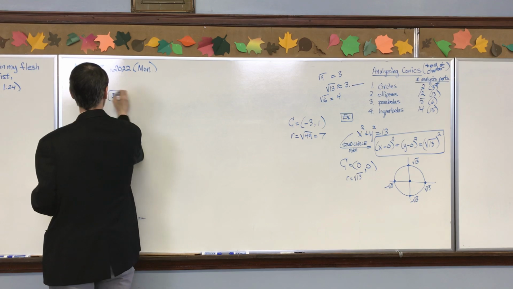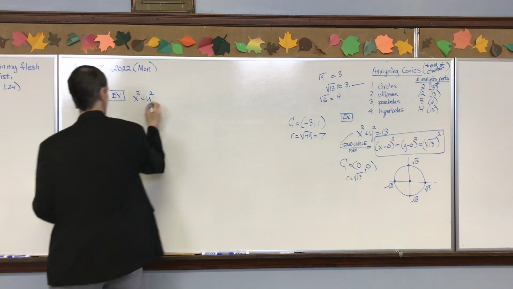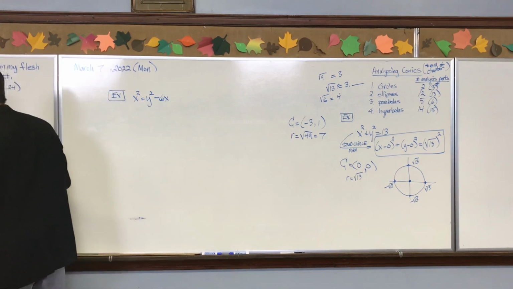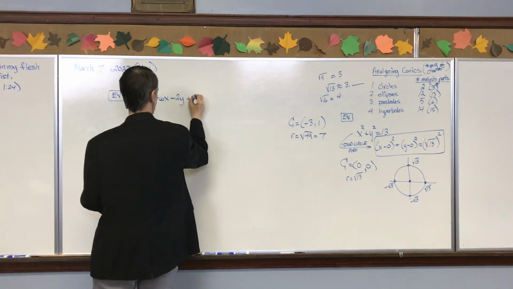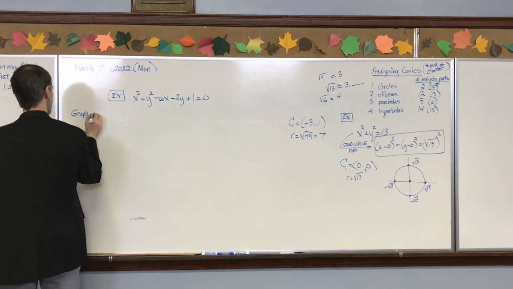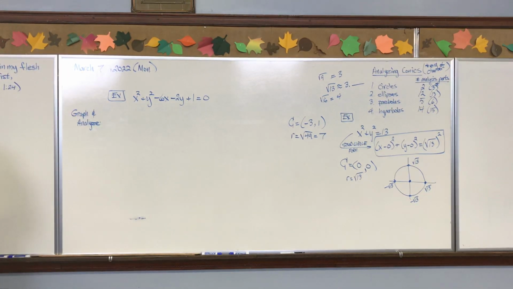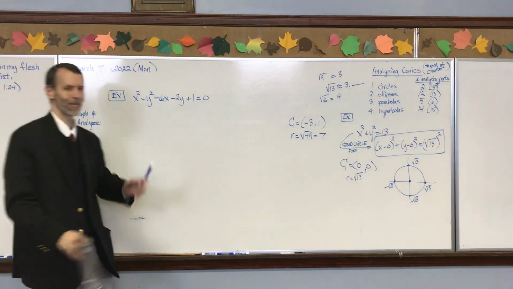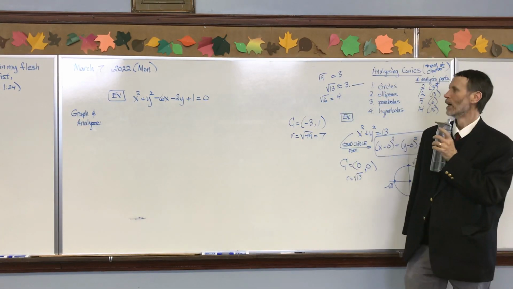Example, go write this down. X squared plus y squared minus 6x minus 2y plus 1 equals 0. All I'm going to say is graph and analyze. And we'll do this one together. But on the test, that's all I'm going to say. Here's the formula, graph it, analyze it.